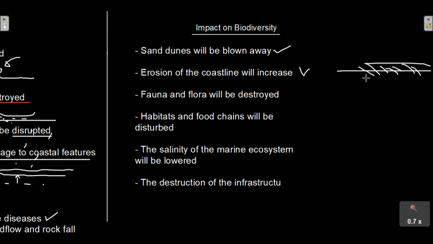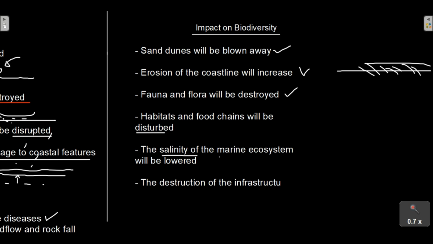And the topsoil, remember, is critical for the nutrients of the plants, and hence this will affect the plants, and so on and so on, the food web, the food chain. Fauna and flora will be destroyed, habitats will be destroyed by flooding. Habitats and food chains will be disturbed.